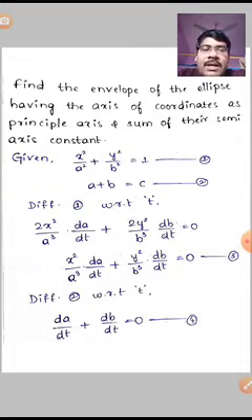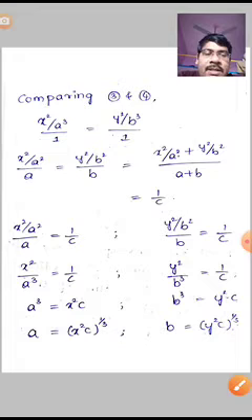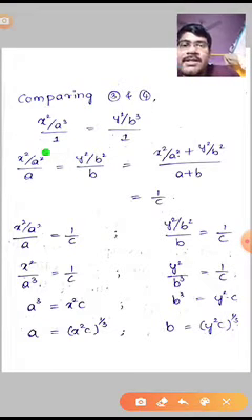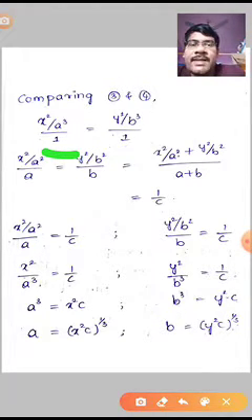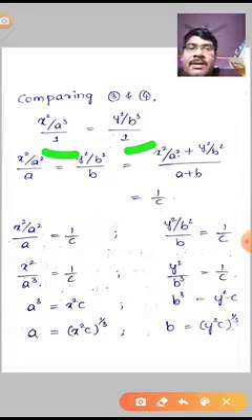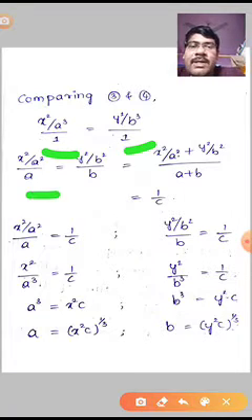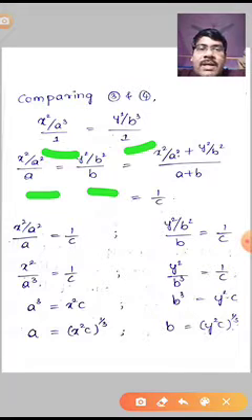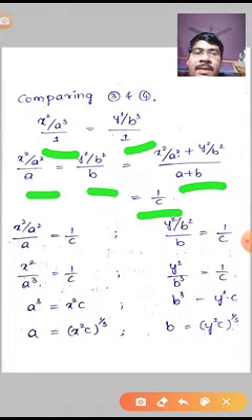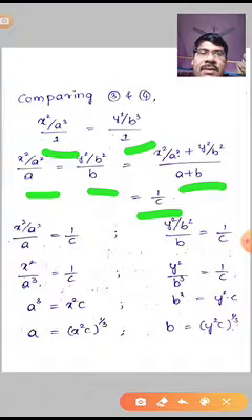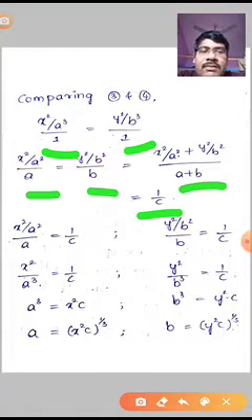Here from 3 and 4, comparing 3 and 4, x square by a cube by 1, y square by b cube by 1 can be written as x square by a square by a, that is equal to y square by b square by b is equal to x square by a square plus y square by b square by a plus b, that is equal to 1 by c. Here that is x square by a square by a is equal to 1 by c, y square by b square by b is equal to 1 by c.